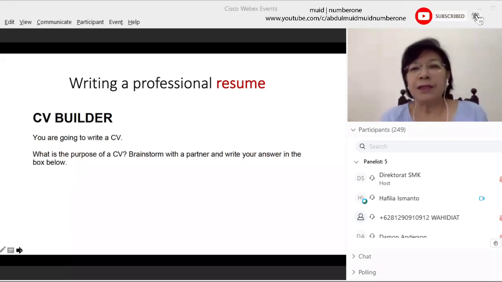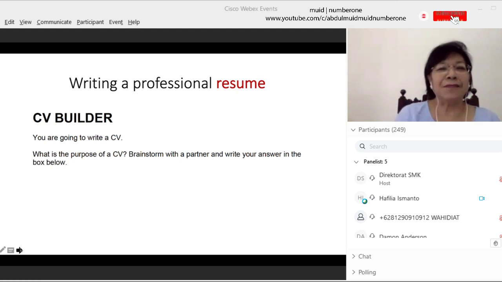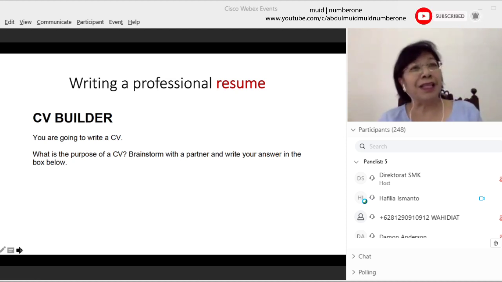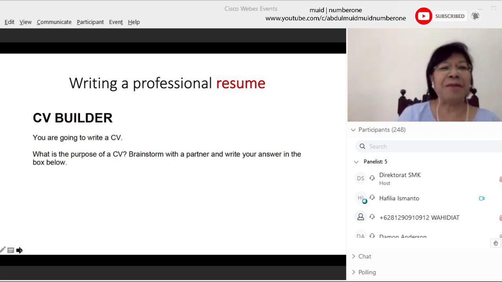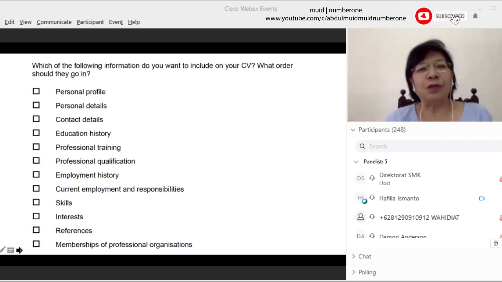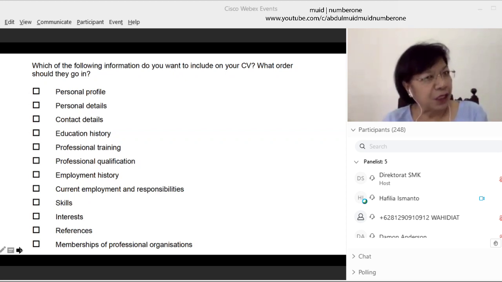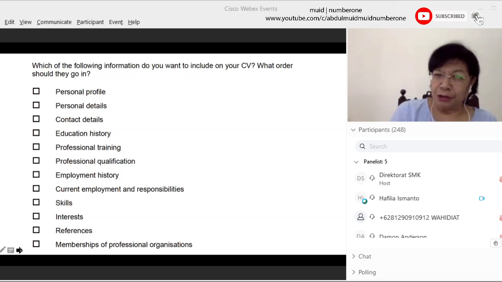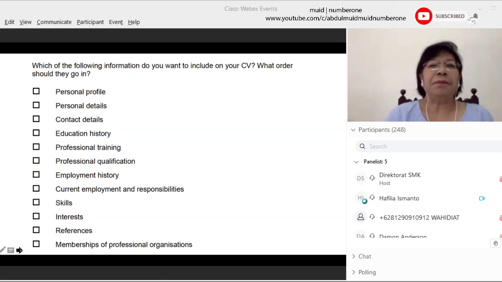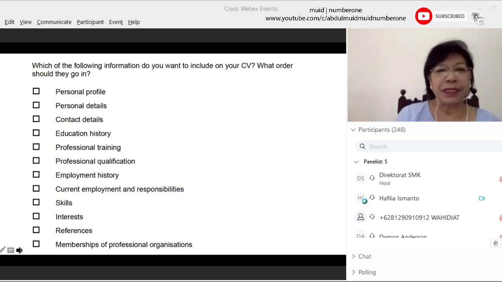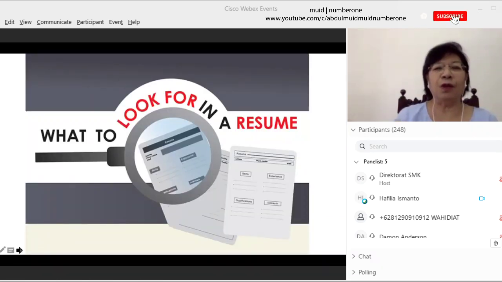First of all, why the resume and why CV builder? I think we're going to start with that next week. What is the difference between a resume and a CV builder? Anyone knows? We're just going to start that. That's just a teaser for you. And one of the things that we're also going to study is which of the following information do you want to include on your CV? Personal profile, personal details, and so on. We have a list of information there, but then in what order? These are some of the activities that we're going to do with your students, and you may, of course, follow it.